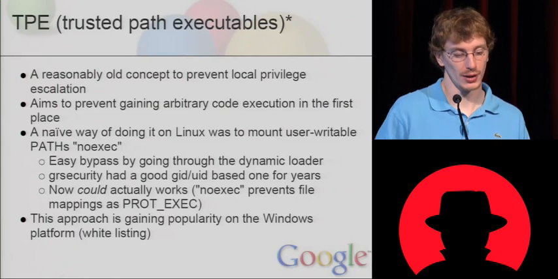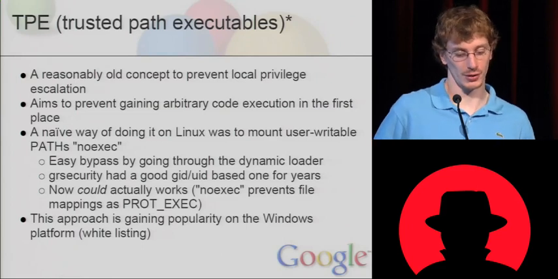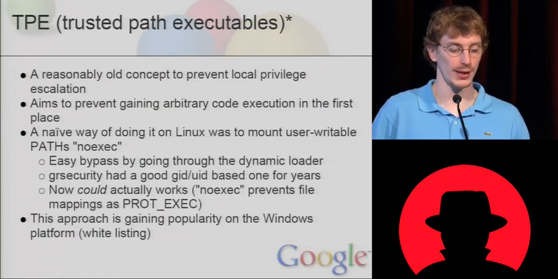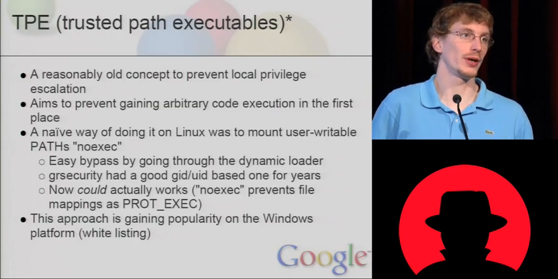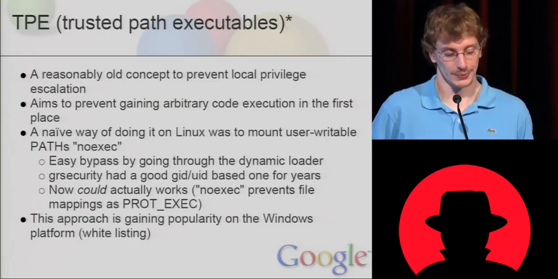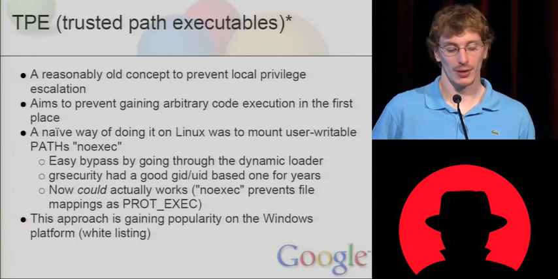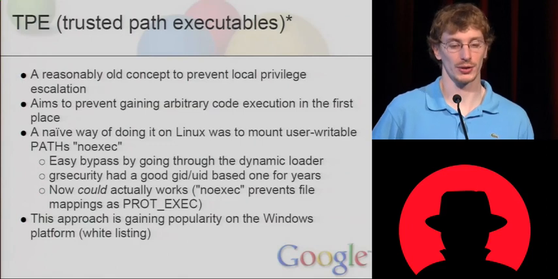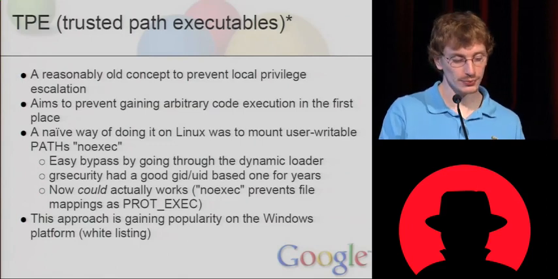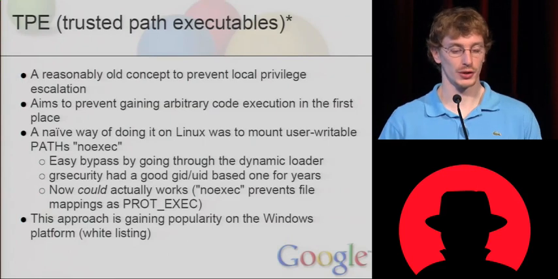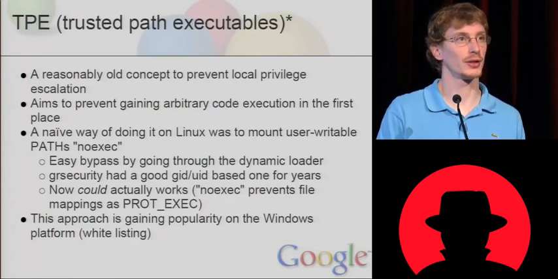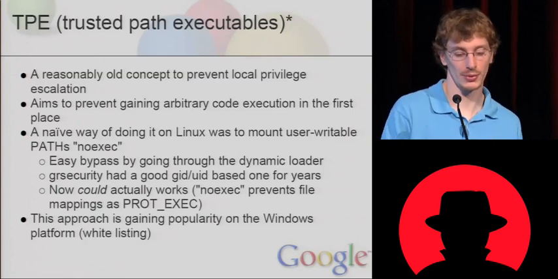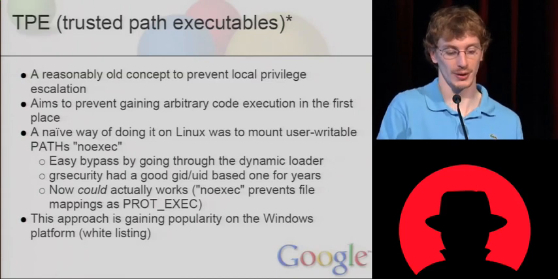It was pretty popular, and there was a very naive way of doing it on Linux, which was to just mount all writable paths noexec. So if you could write somewhere, you could not execute the code. There were trivial bypasses for this. For instance, for systems which already supported dynamic libraries at the time, you could just go through the dynamic loader, because the dynamic loader, ld, would be in a trusted path, and it would happily map your code into memory and execute your code.